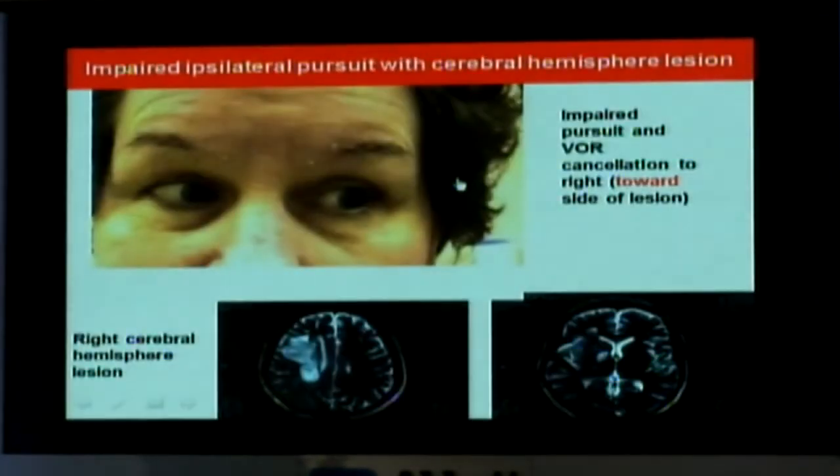Okay, now look at the tip of the hammer and move the head slowly back and forth. This is vestibular suppression. Go the other direction now. Good to the left, and to the right she needs saccades. That's probably a little harder to see. Okay, so she had impaired pursuit and VOR cancellation to the right, toward the side of the lesion.